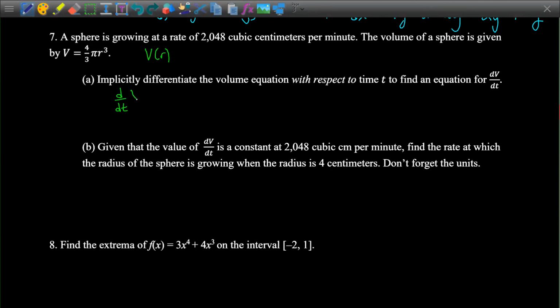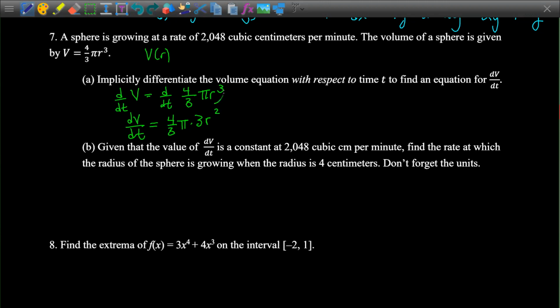So d/dt of the left side is equal to d/dt of the right. We have 4/3 and pi as constants, but R is a variable. So we just have the d/dt of V, which I'll write as dV/dt. And then we have the derivative. R is a variable, so we start out by treating this like our usual power rule. We have 4/3 pi, and then multiply this by 3r squared.